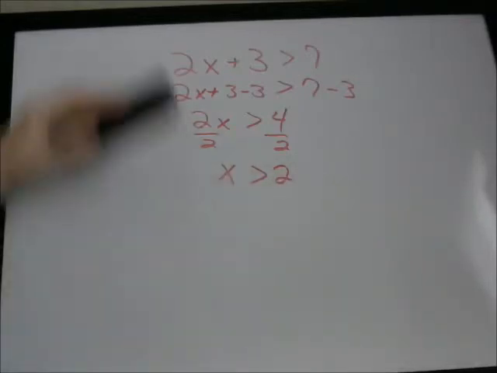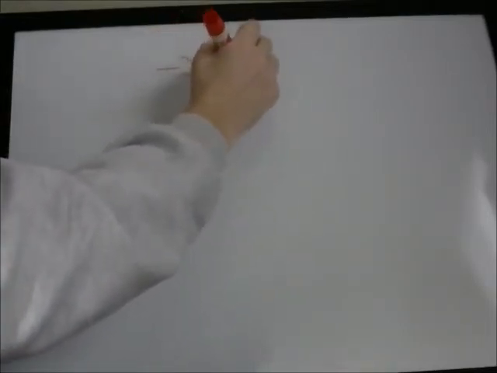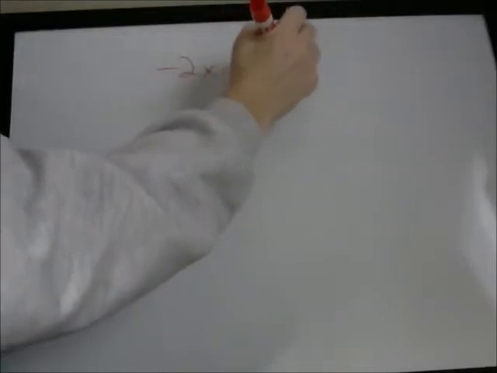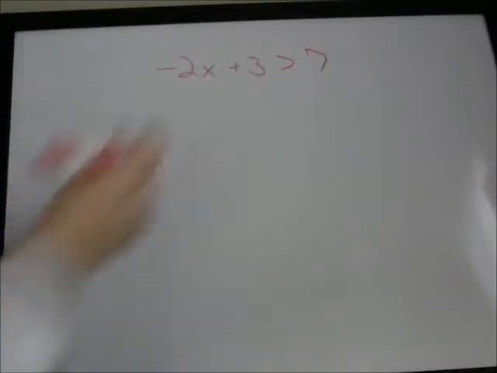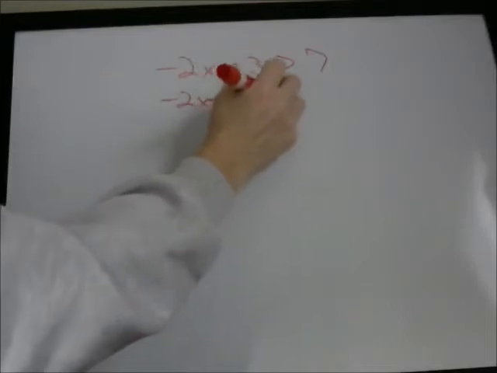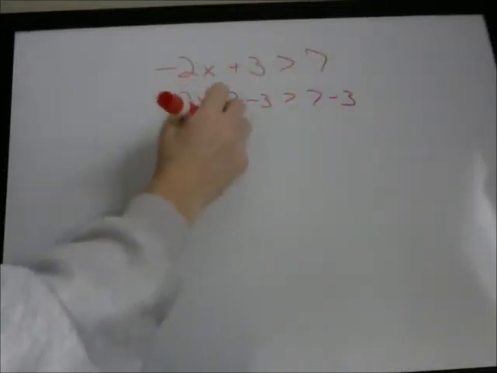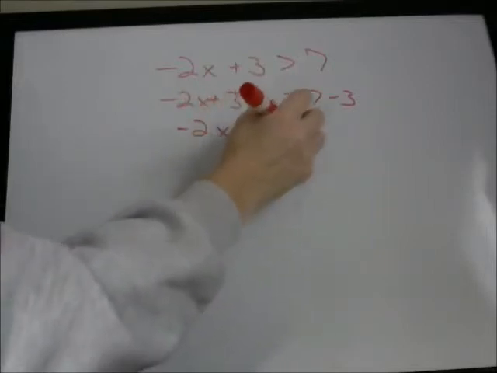So you can do basic algebra on inequalities. Now let me show you an example of when you have to do something different than what we've done in the past. We have negative 2x plus 3 is greater than 7. Solve for x. We start out the same way. With negative 2x plus 3, we're going to get rid of that 3 by subtracting it. So we have negative 2x is greater than 4.